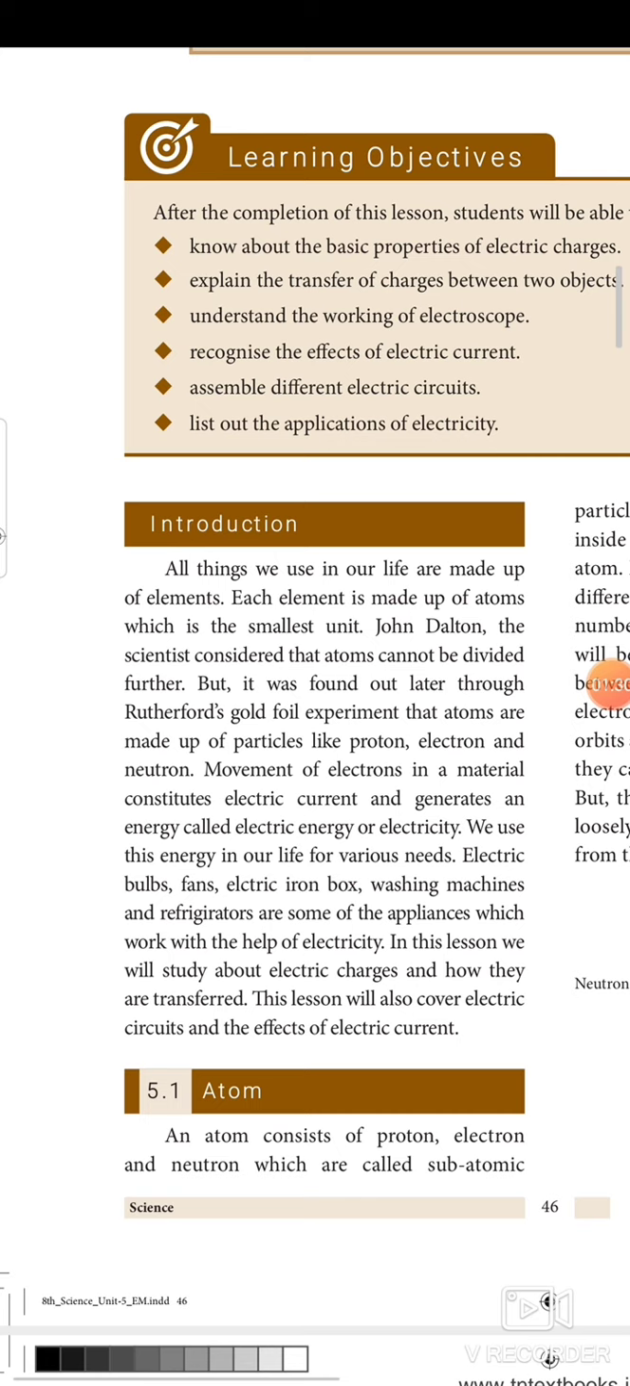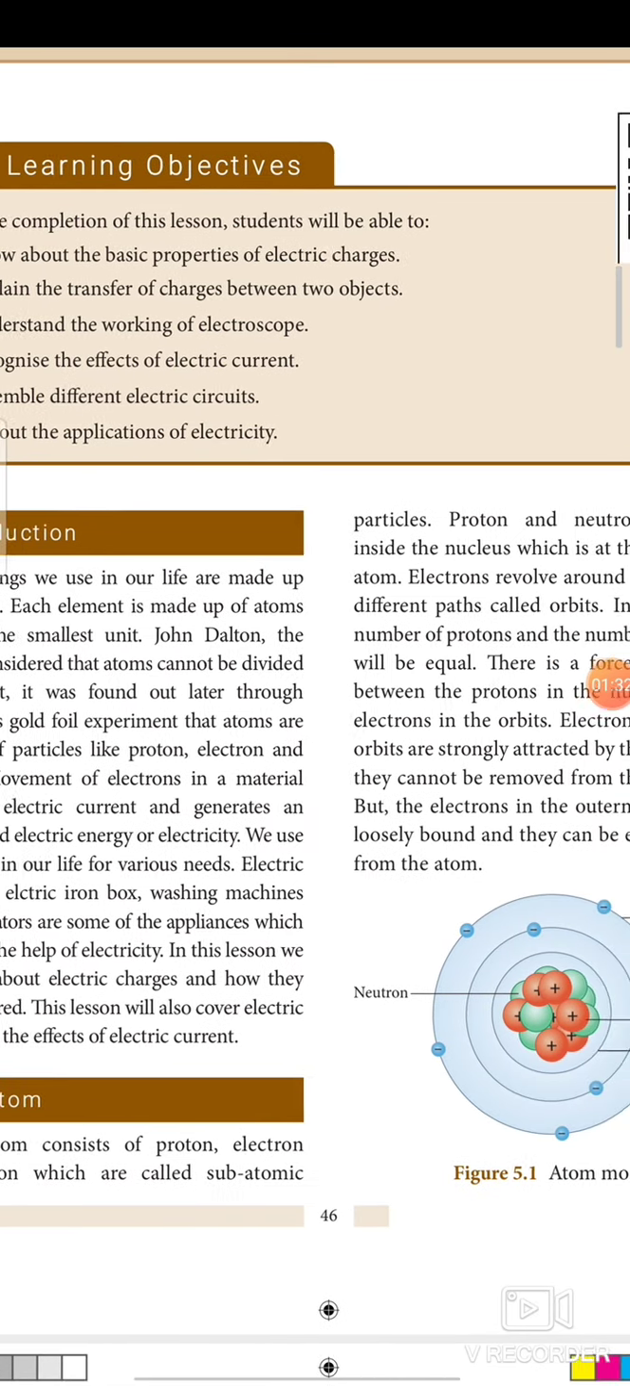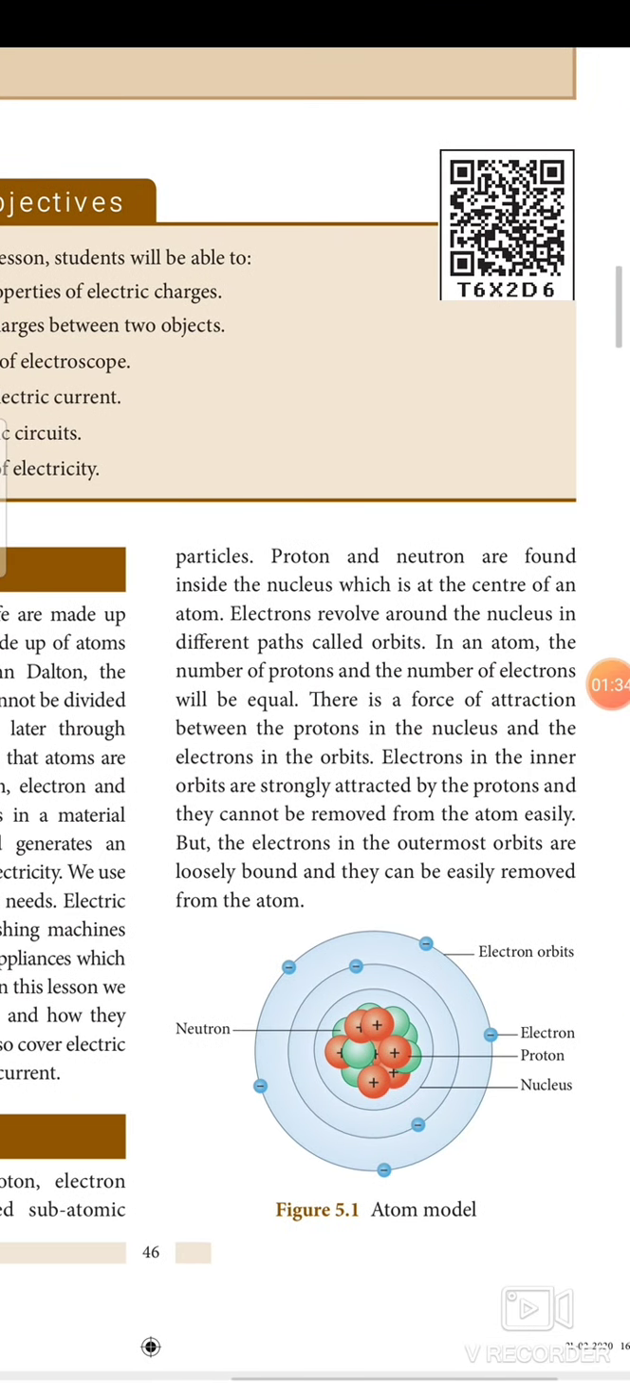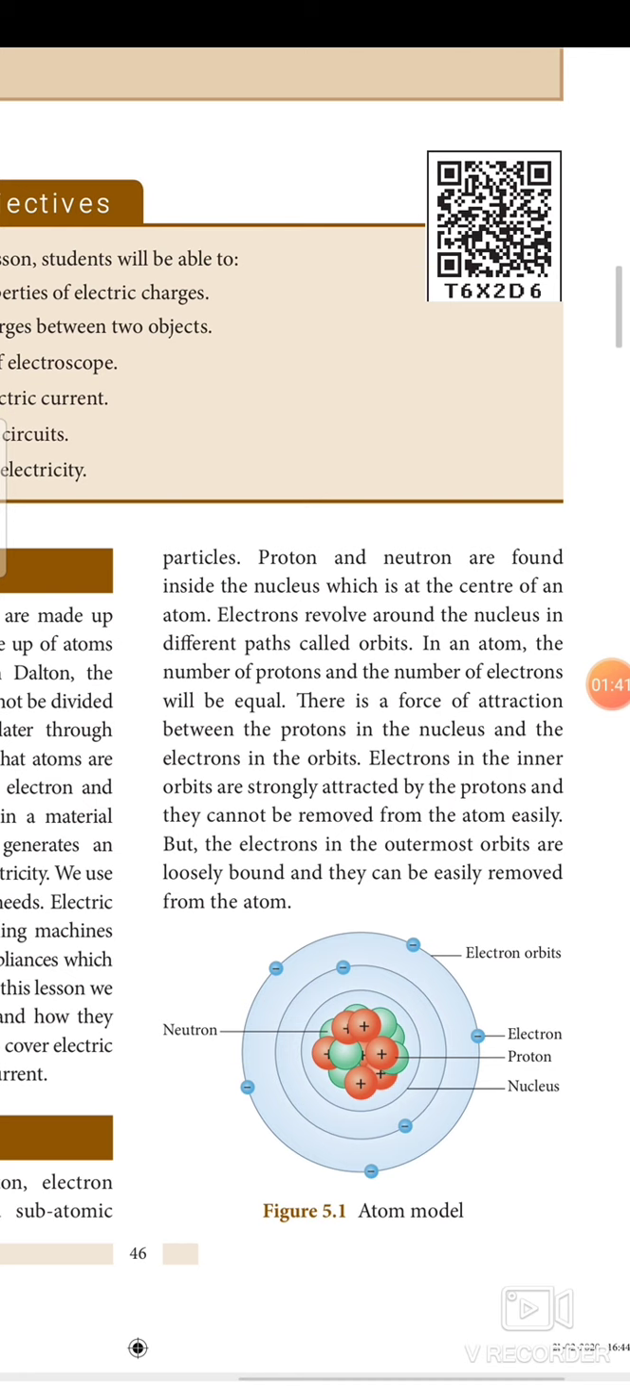An atom consists of proton, electron and neutron, which are called subatomic particles. Protons and neutrons are found inside the nucleus, which is at the center of the atom. Electrons revolve around the nucleus in different paths, and the paths are known as orbits. In an atom, the number of protons and the number of electrons will always be equal. There is a force of attraction between the proton in the nucleus and the electron in the orbit. The electrons in the inner orbit are strongly attracted by the proton.